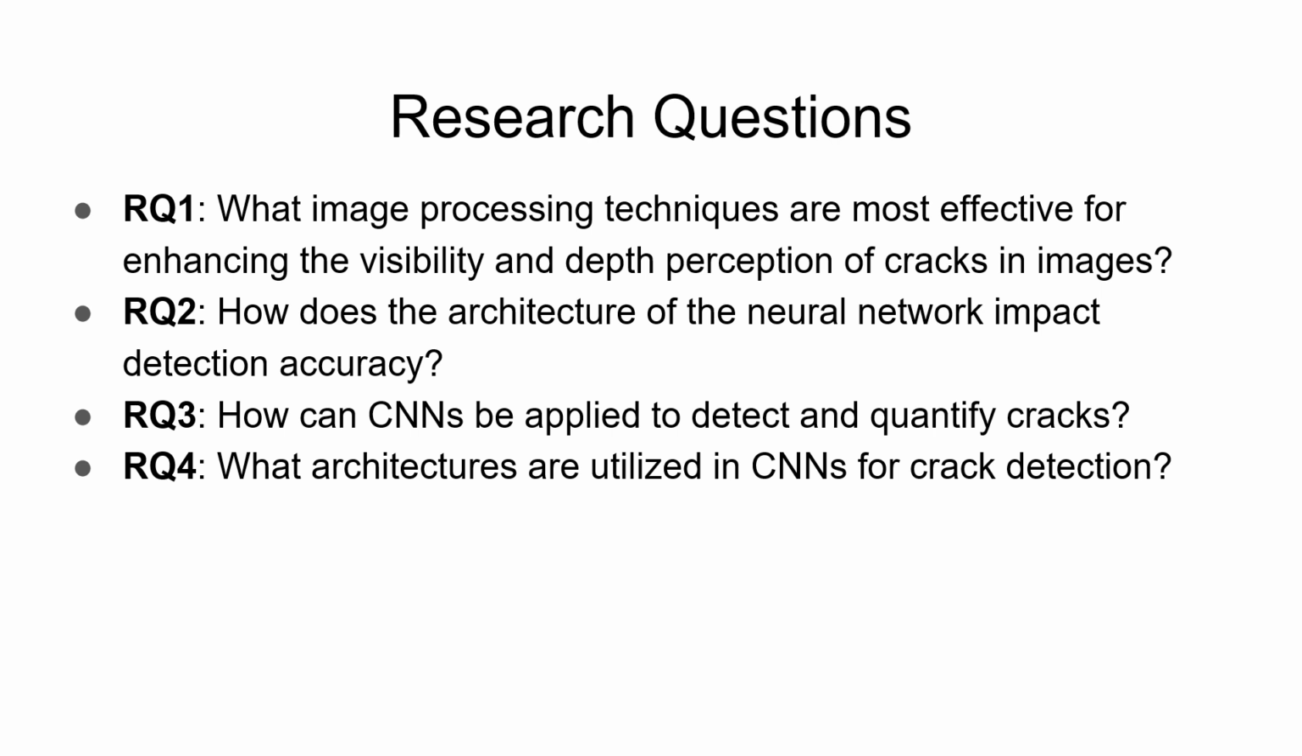Research question 2. How does the architecture of neural networks impact detection accuracy? We explored how different neural network architectures affect the accuracy of crack detection. The design and depth of the network can significantly influence its performance, so understanding this relationship is key to developing effective detection systems. Research question 3.